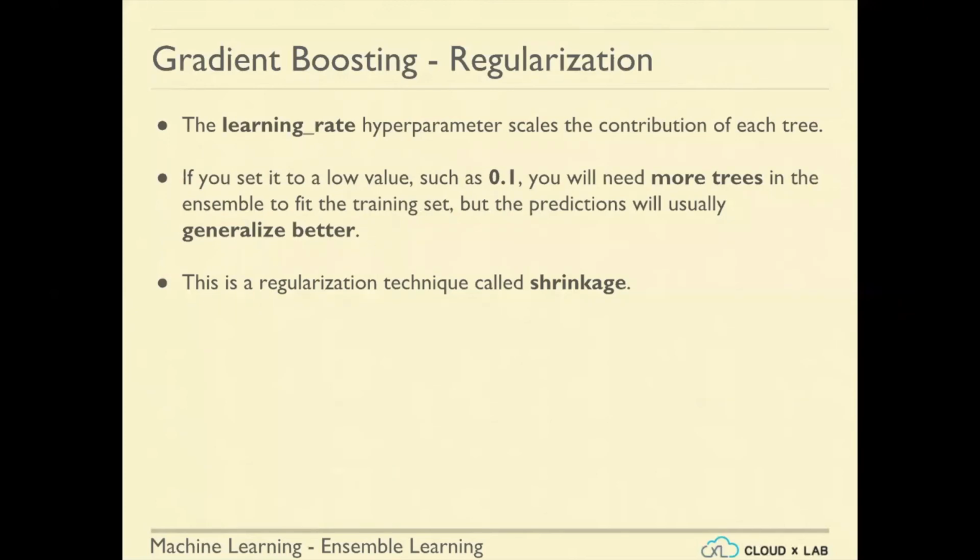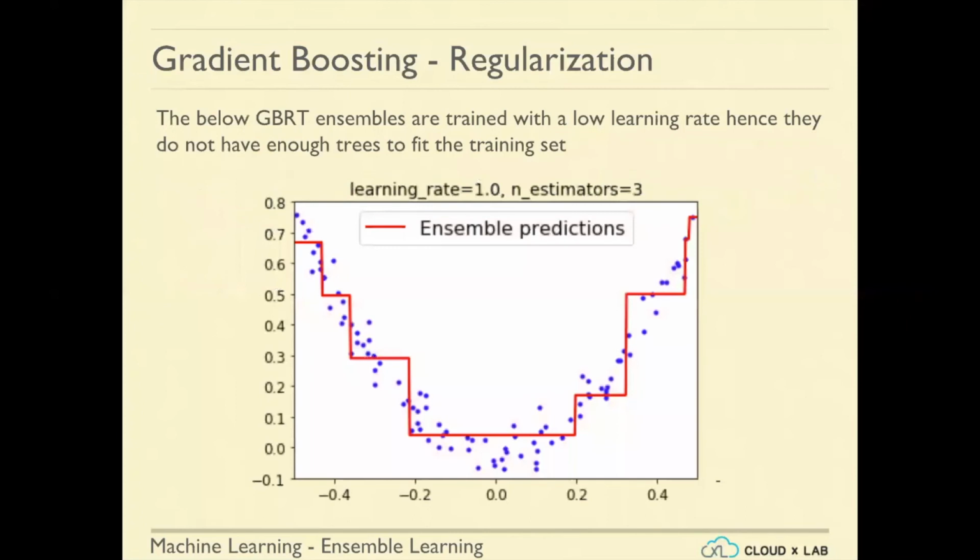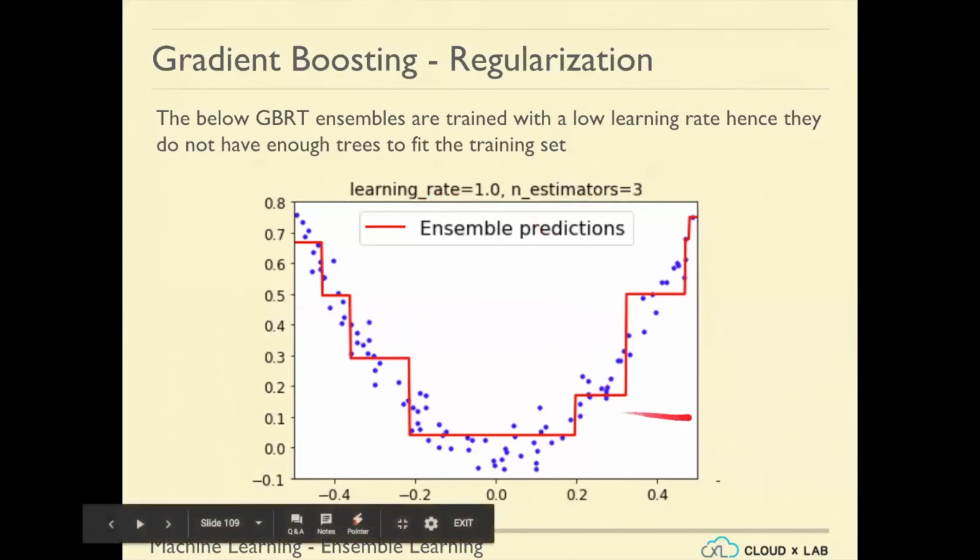Probably at this point, we would be multiplying this learning rate with the delta of y2 and y1, and then be using the contributions accordingly. So this ensemble is trained with a low learning rate, hence it does not have enough trees to fit the training set. Here we have learning rate as 1 and number of estimators as 3. This is the one that we were doing so far.